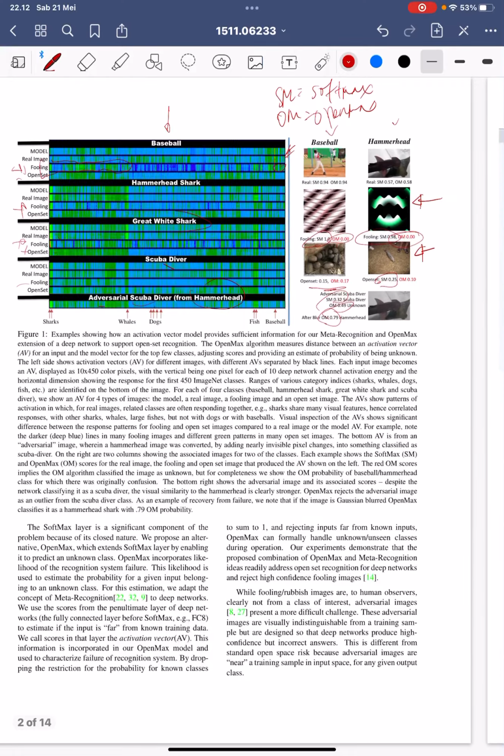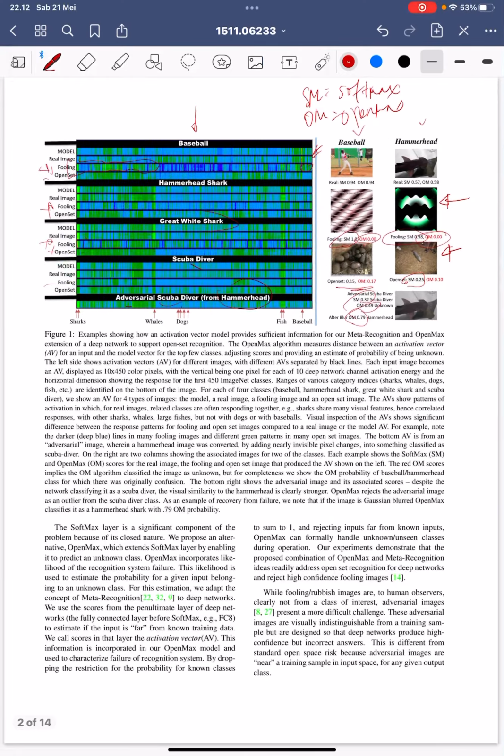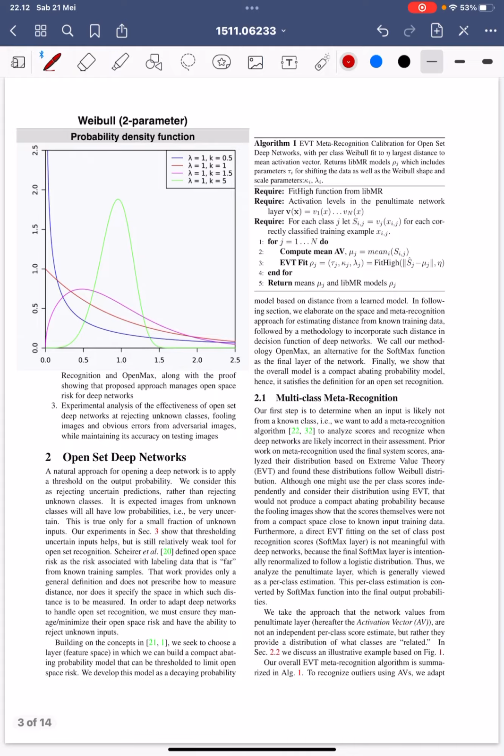Okay, so we check on how OpenMax works. As you can see, OpenMax utilizes the Weibull distribution. The Weibull distribution is a type of distribution that gives us much more flexibility compared to the Gaussian or normal distribution. If you look at the pictures on the left-hand side, it has two parameters, lambda and k.